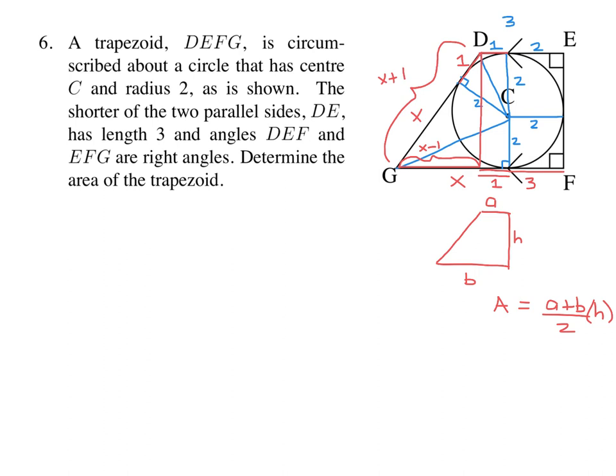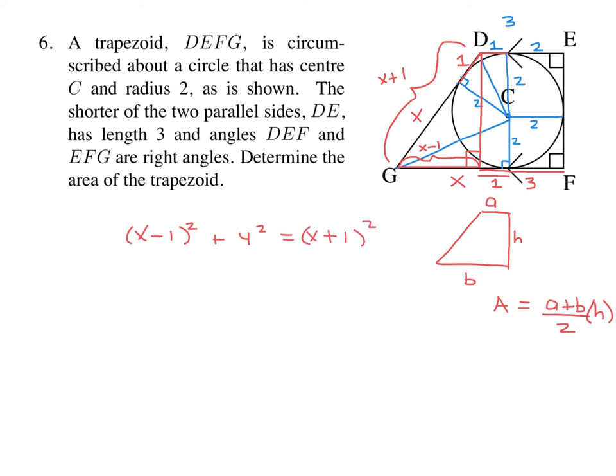And then this distance, top to bottom, well, that's 4, right? This is 2, that's 2. It's basically the diameter of the circle. So that's 4. So from this triangle, we get a Pythagorean relationship where X minus 1 squared plus 4 squared is equal to X plus 1 squared.